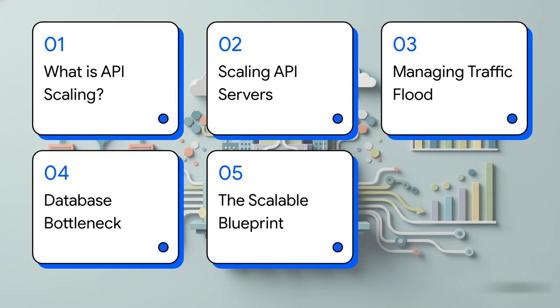Let's get into it. So here's the game plan. First, we'll get on the same page about what API scaling even is. Then we'll talk about the big choices you have to make with your servers. After that, we'll dive into the tools for managing a flood of traffic, tackle the infamous database bottleneck, and finally, we'll put all the pieces together into one complete, scalable blueprint.